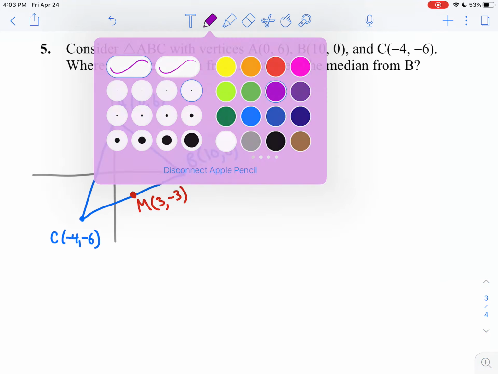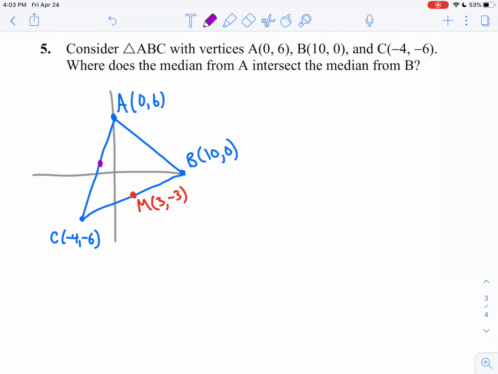And then we also want the median from B. So I'm just going to eyeball that one. Used M, I will call him N, call it whatever you want to. So 0 plus negative 4 divided by 2 gives us negative 2. And 6 plus negative 6 is 0, divided by 2 is 0. So my picture is not totally to scale. That's okay. It's the best that we got.